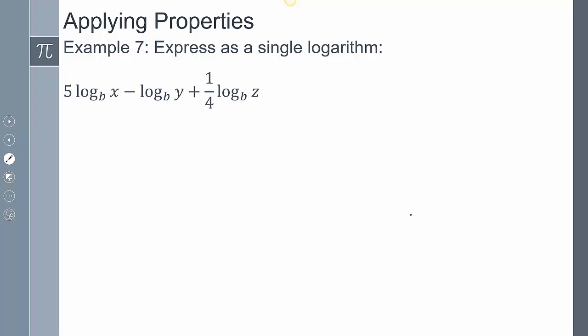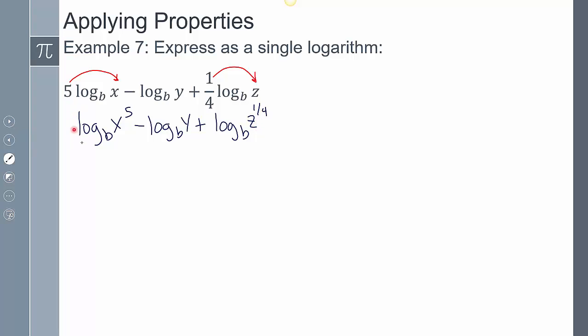Now we're going to work backwards. What we're going to do is express this as a single log. So I need to take whatever's in front and bring it up as a power first. And so I'm going to get log base b of x to the 5th minus log base b of y plus log base b of z to the 1/4.